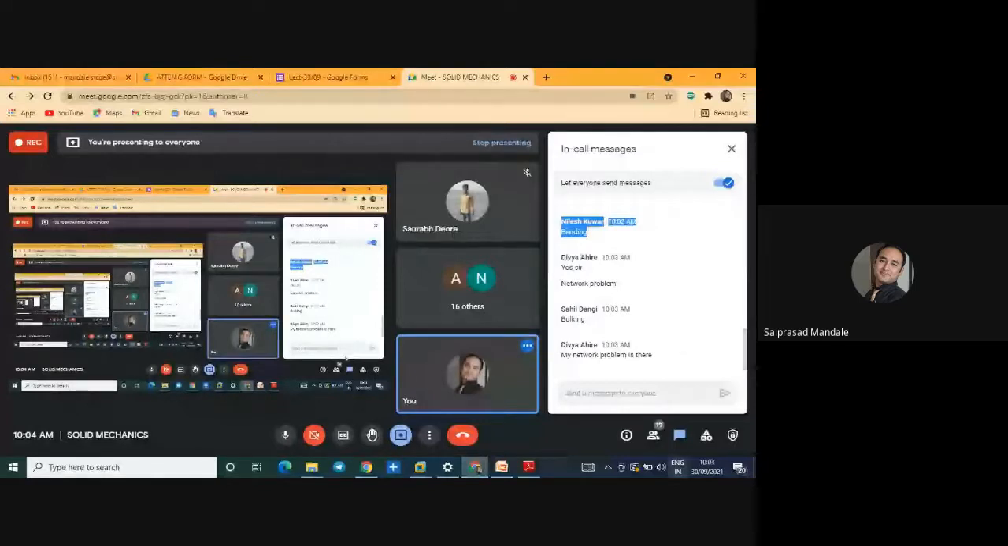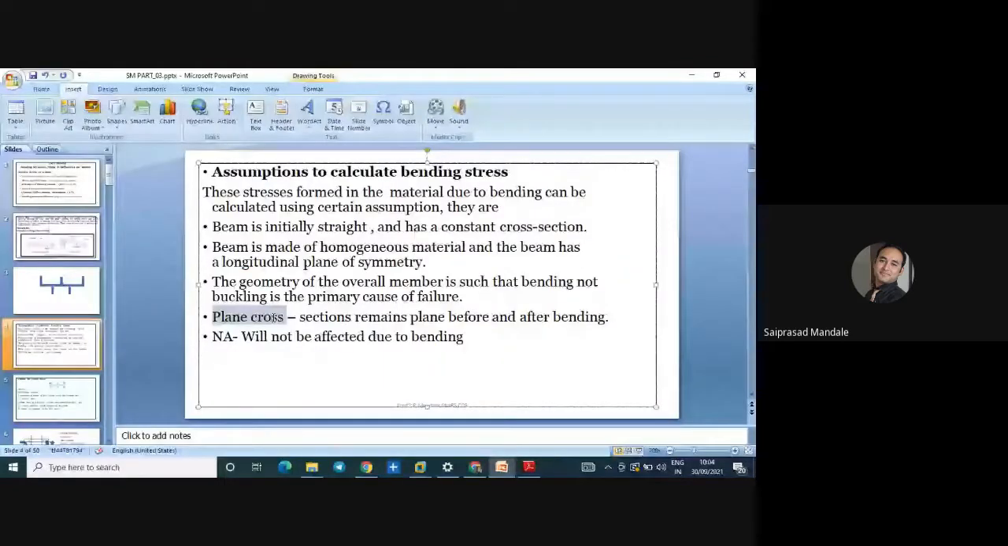Now, coming back to the point, plane cross section. The section remains plane before and after bending. As the material should be homogeneous, the area should be the same throughout the section. The neutral axis will not be affected due to bending. Once there is bending, the neutral axis will never get affected. These are the few assumptions that we have considered for solving the numericals.